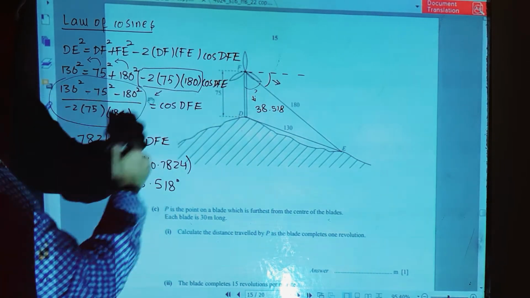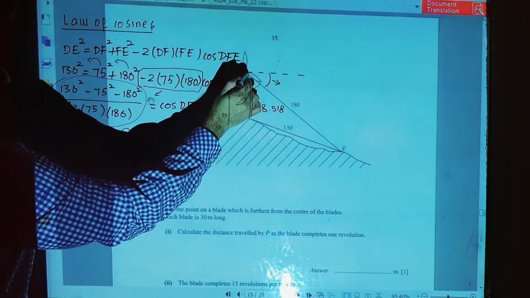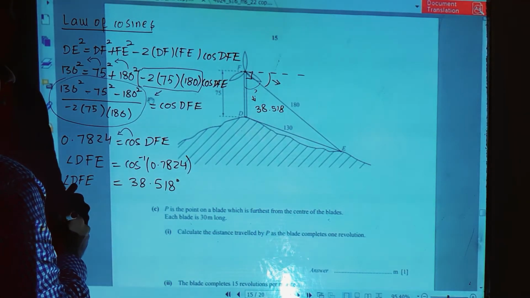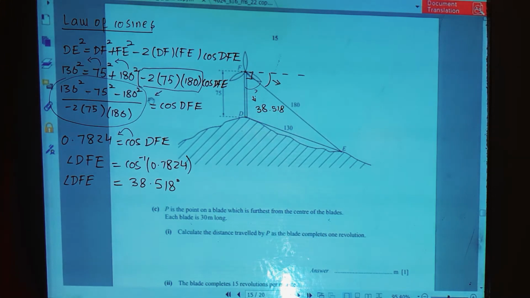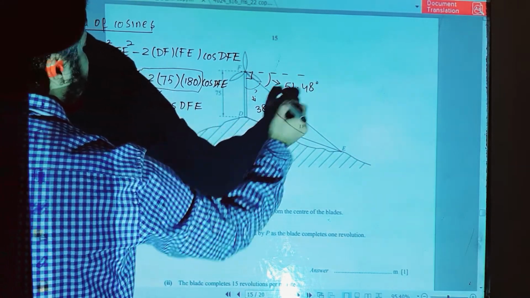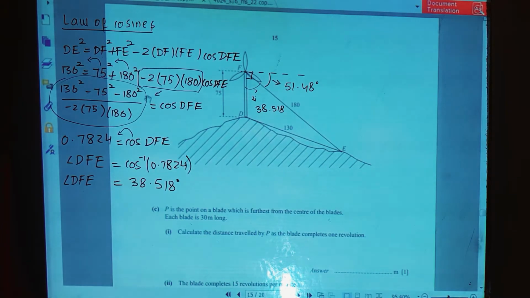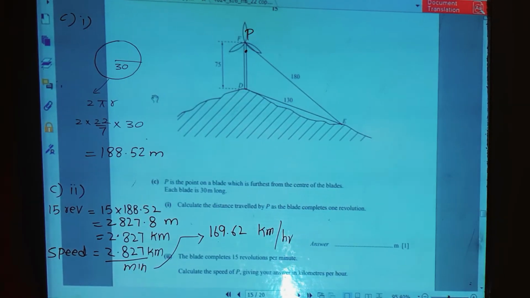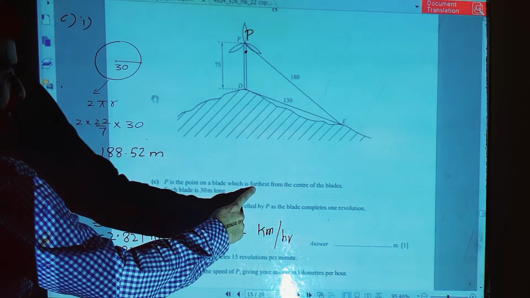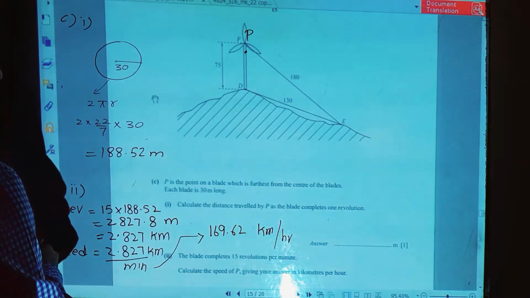However, this is the required angle of depression, so this whole angle is 90 minus 38.518. Well, that will be nearly equal to 51.48 degrees. So this is the angle of depression required. Well, part C: P is the point on a blade which is furthest from the center of the blade.